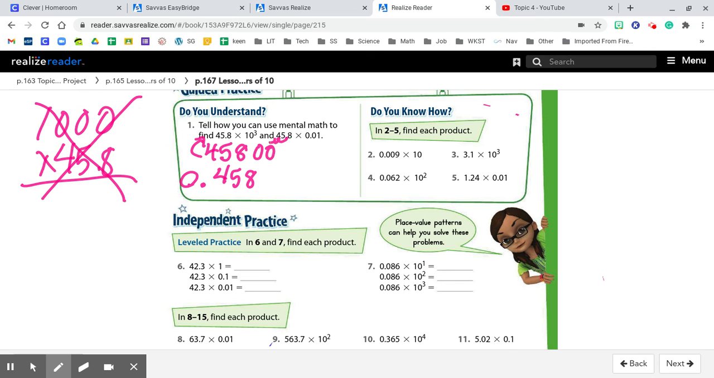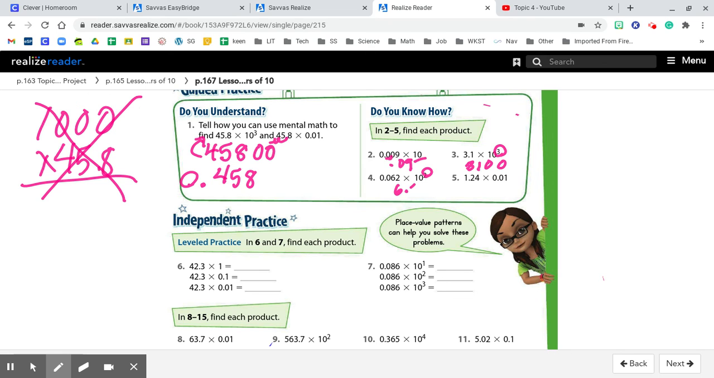Tricky, I know. So for number 2, it's telling me move it 1 place. So how easy is that? Just move it 1 place. So I end up with 0.09. For number 3, this is telling me move it 3 places. So we're going to wind up with 3,100. For number 4, I'm moving it 2 places. So I'm going to have 6.2.